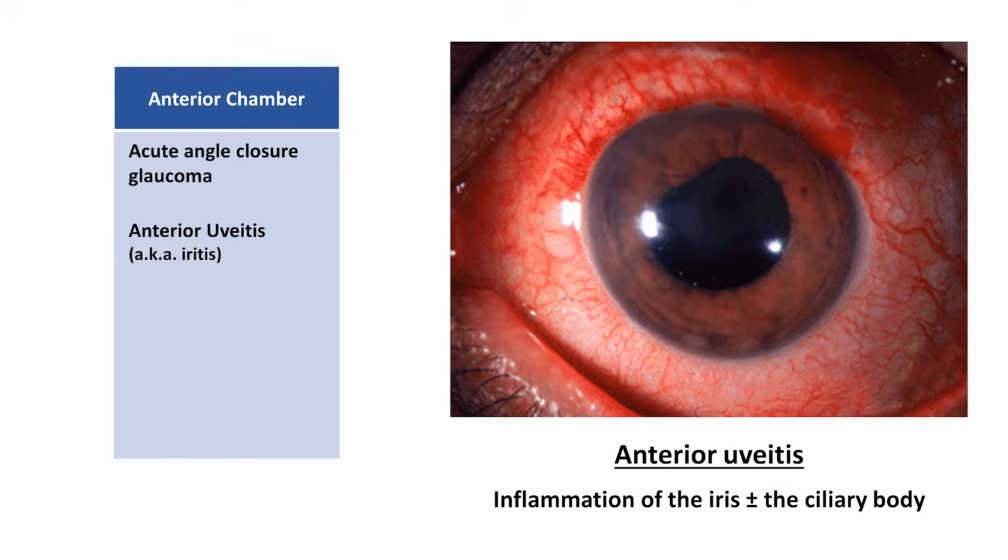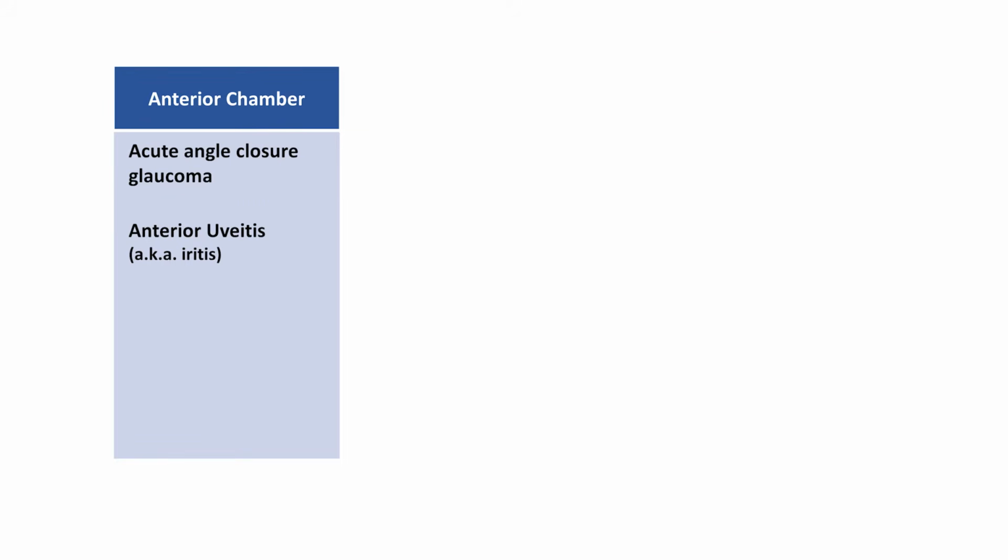Anterior uveitis is often associated with systemic inflammatory diseases, including autoimmune disease. Posterior uveitis and panuveitis also exist, but are less common. There are two more important problems of the anterior chamber that aren't so much diagnoses themselves as they are exam findings seen in the context of other problems.